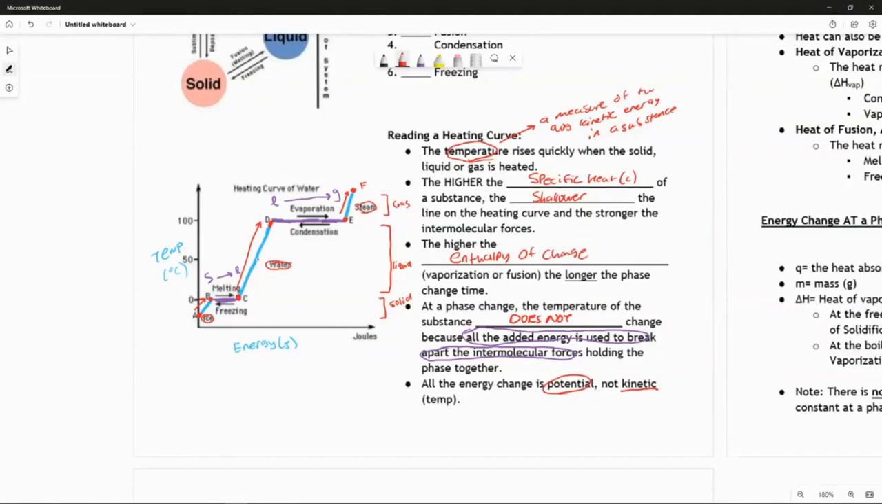But if you go from B to C, you're not changing the temperature, but you're changing the state of matter. That is an increase in potential energy. If you go up, it's an increase. If you go down, it's a decrease. Same for this point here. If you go from D to E, that is going to be an increase in potential energy.